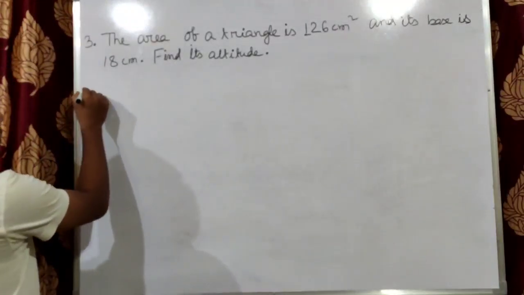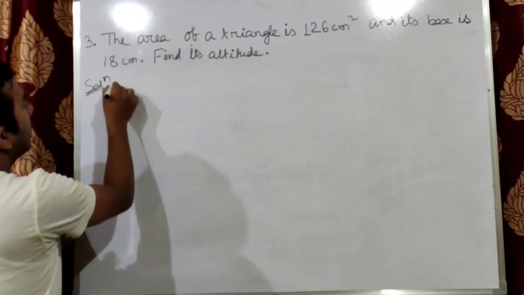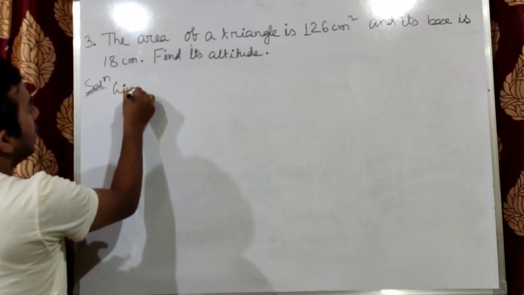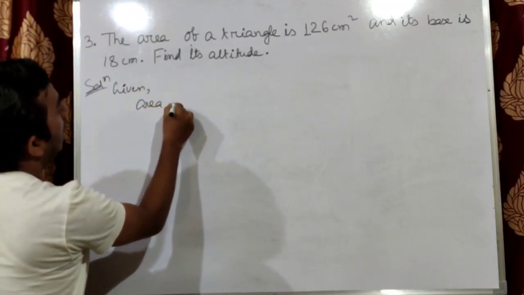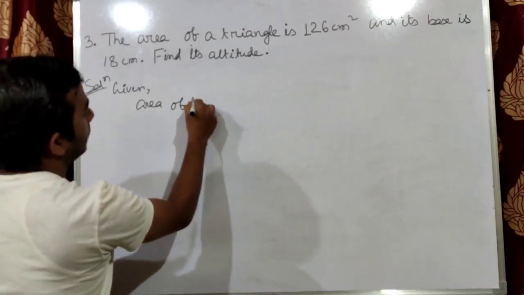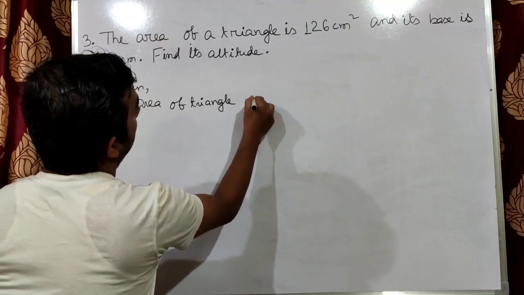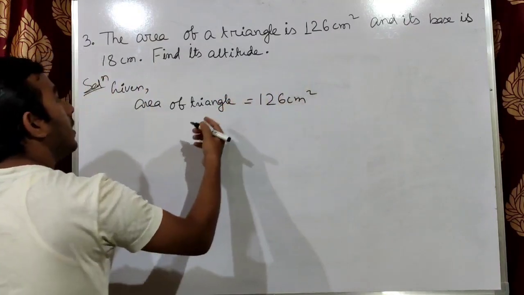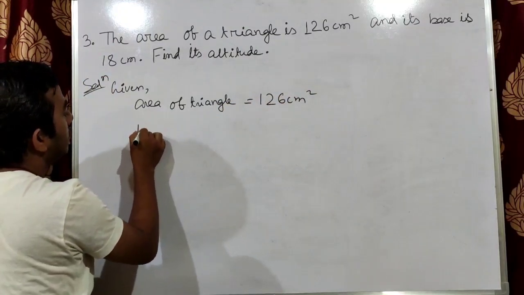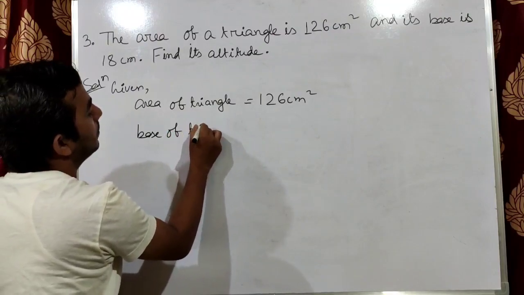First of all we will write solution, then the information given in the question, right? So given, area of triangle equals 126 centimeter square. Then its base, base of triangle.